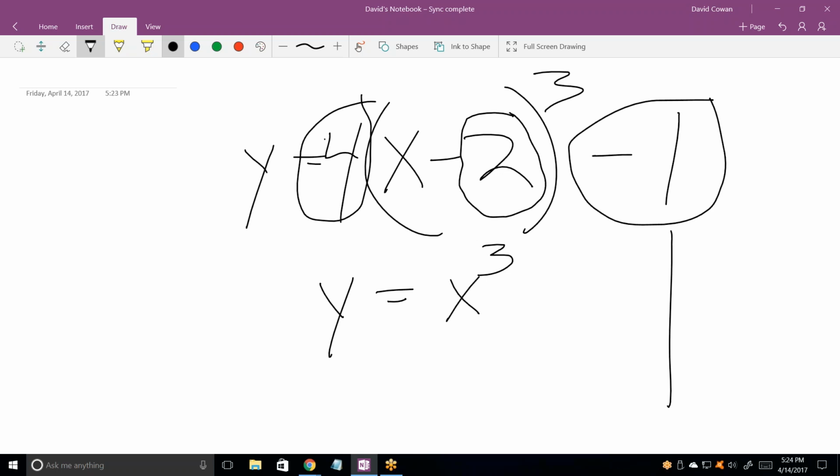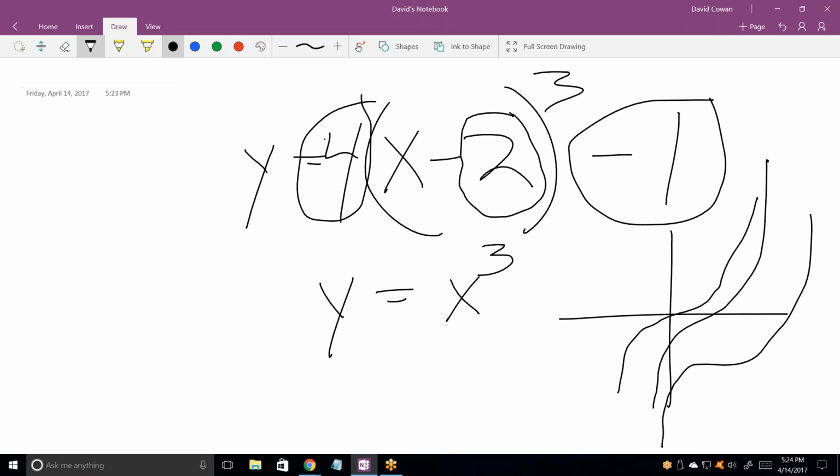So if I were to graph y equals x cubed, it looks like that. Now if I apply all three things, the 2 moves it right by 2 units, the -1 brings it down by 1 unit, and the vertical stretch factor makes it skinnier by a factor of 4. So it looks like that.